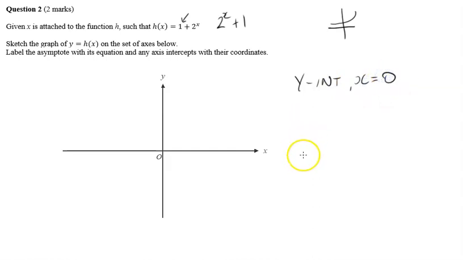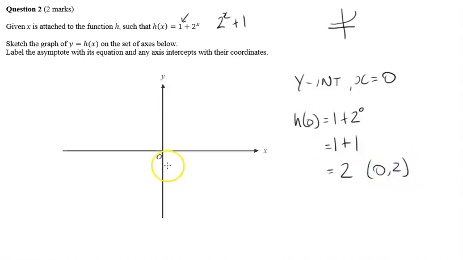Or in other words, we're trying to find what h of 0 is. And this is just a straightforward substitution. Any number to the power of 0 is equal to 1. So this is just 1 plus 1, which is equal to 2. So when x is equal to 0, y is equal to 2. And that's going to be our intercept for y.